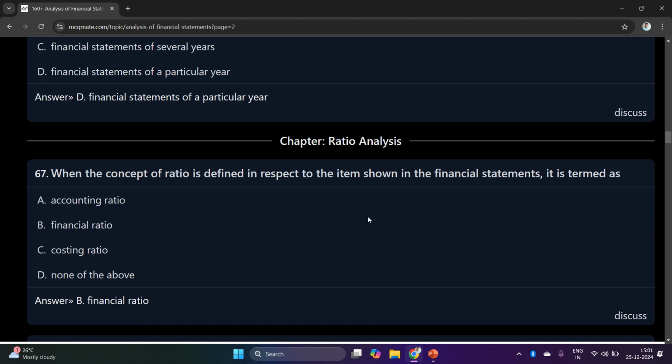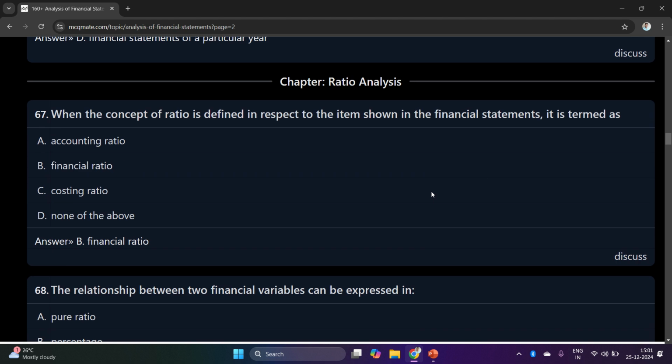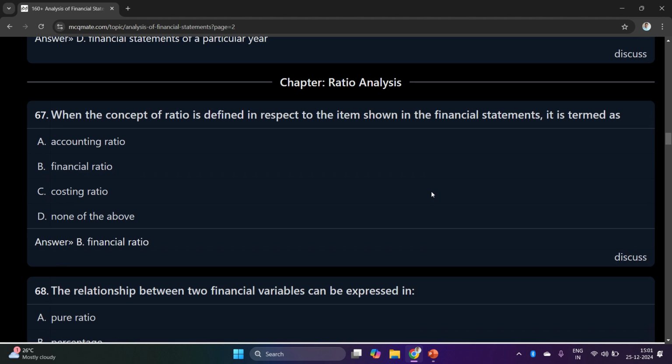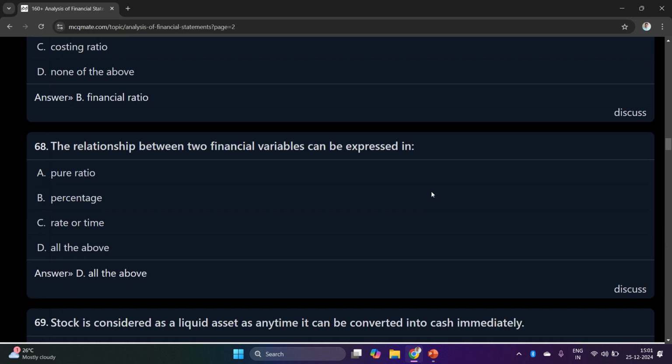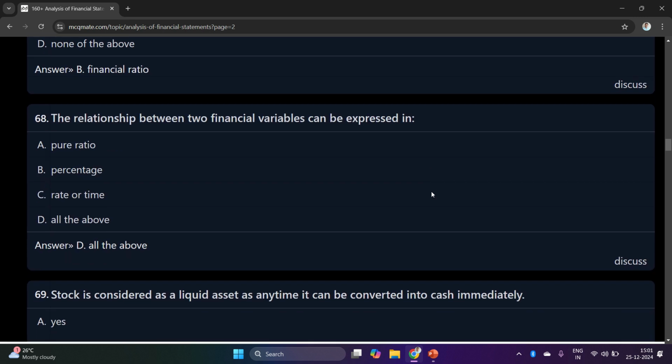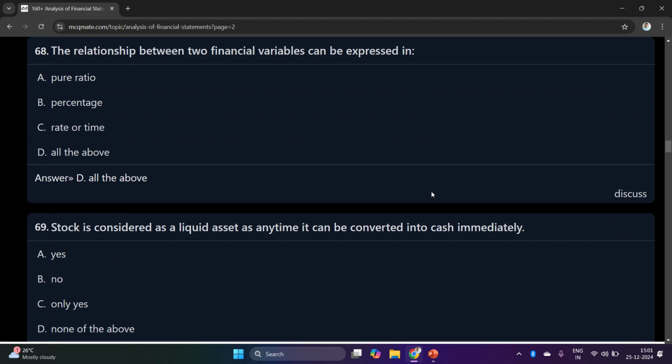When the concept of ratio is defined in respect to the items shown in the financial statements, it is referred to as accounting ratio or financial ratio. The ratio between two financial variables can be expressed as a ratio, percentage, or rate of time; all of the above.